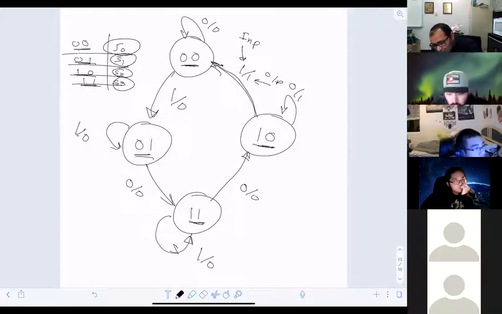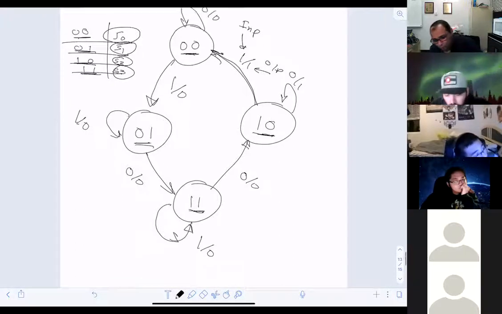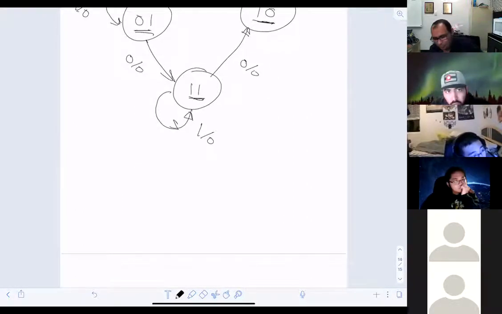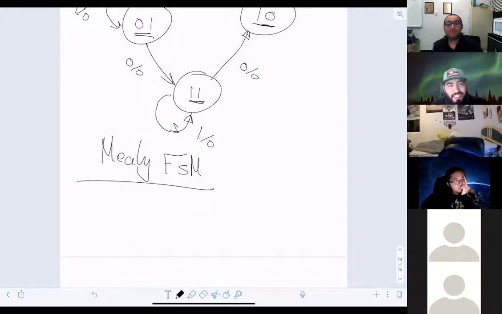So if you have seen something like this, this is a type of finite state machine. It's called Mealy finite state machine.